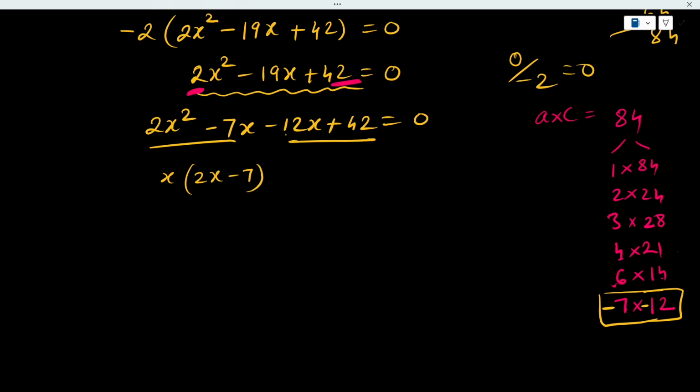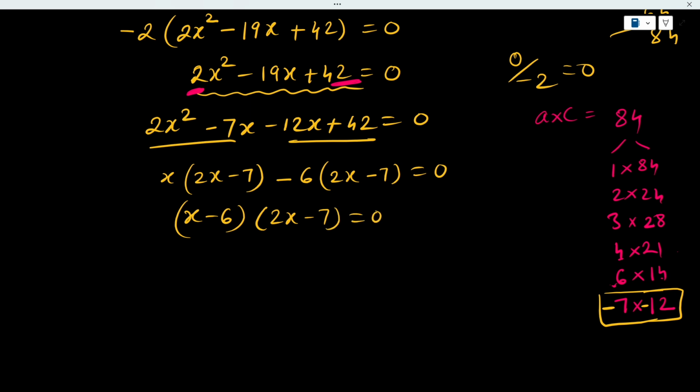Similarly here I can take 4, 3 can be common, 3 or 6 can be common, because we'll take the highest common factor here. So x minus 6 is common. 2x minus 7 equals 0. So if you'll see, the factorized form is x minus 6 and 2x minus 7 equals 0.